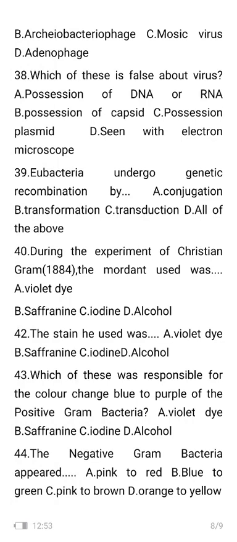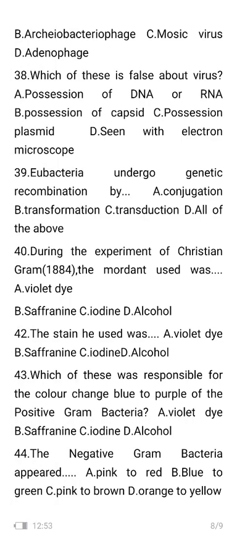Transduction. Okay. Number 40 says, during the experiment of Christian Gram in 1884, the mordant used was dash. A. Violet dye, B. Safranin, C. Iodine, D. Alcohol. Please, the mordant used was iodine. Alright, the mordant used was what? Iodine. A mordant is a substance that has the ability to stick something to itself, like it's gummy. It gums or sticks something to itself. That is what? A mordant.